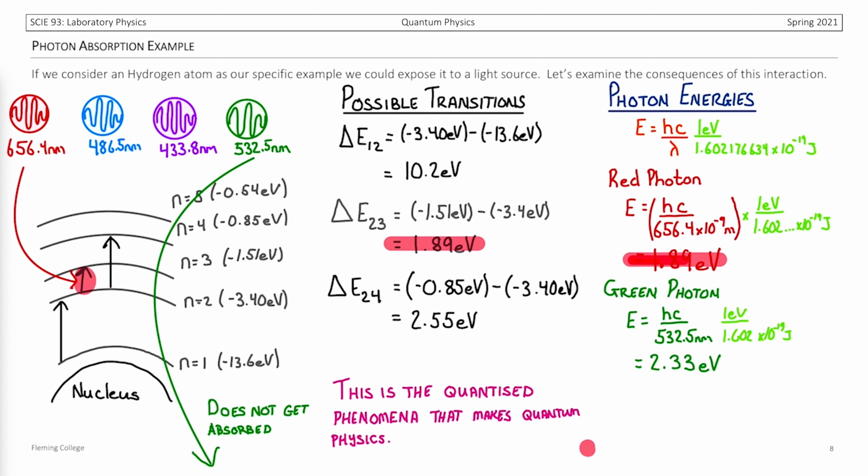Now, what I'm going to leave for you is, will the blue and purple photons be absorbed? And the answer is possibly. We mentioned that an electron at a higher energy level wants to come down to its base. So let's look at what that means as far as energy transitions.